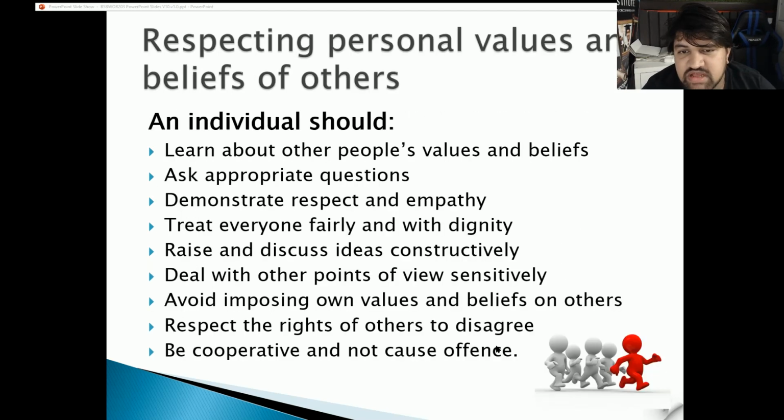Respecting personal values and the beliefs of others. An individual should learn about other people's values and beliefs, ask appropriate questions, demonstrate respect and empathy, treat everyone fairly with dignity, raise and discuss ideas constructively, deal with others' points of view sensitively, avoid imposing own values and beliefs on others, respect the rights of others to disagree, be cooperative and not cause offense.